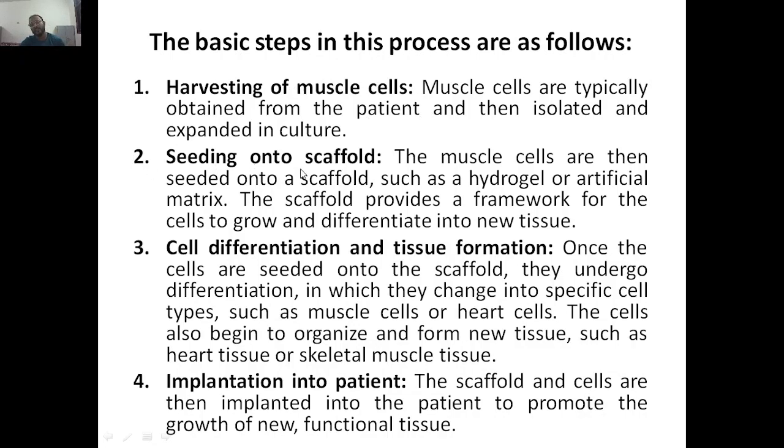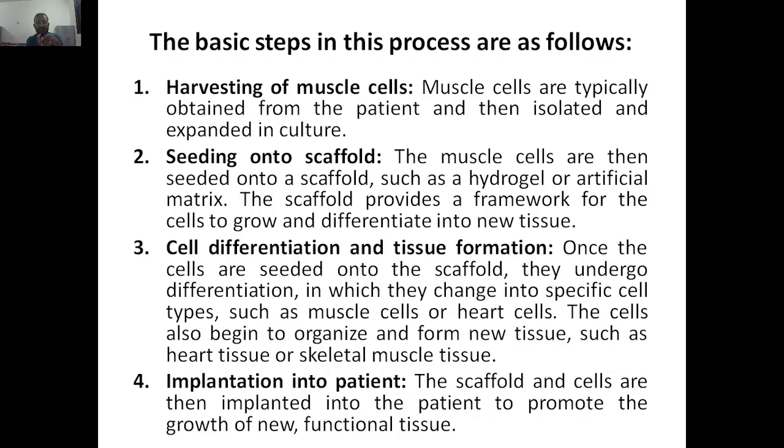Now the second step is seeding onto the scaffold. What do you mean by seeding? Just now I explained. That means you are taking the cells, whatever the harvested cells are there, that you are going to implant inside the scaffold. Here the scaffold can be any artificial matrix or hydrogel, as we discussed in yesterday's class. So the muscle cells are then seeded onto the scaffold. That means they are put on the scaffold.